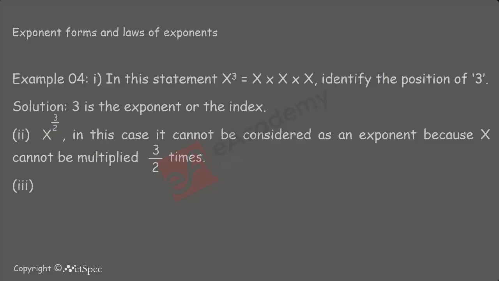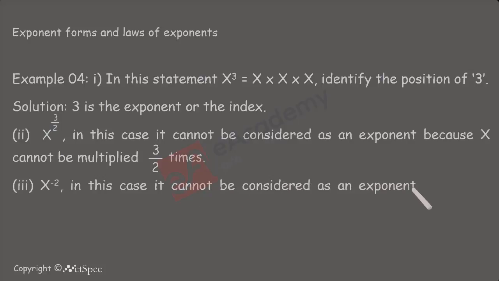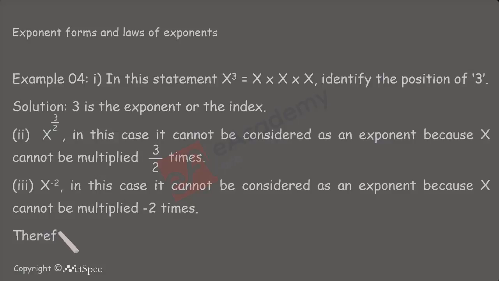Suppose you take x power minus 2, what does it mean? Can we call this number minus 2 an exponent? No, we cannot say minus 2 is an exponent. Why? Because if you imagine this is an exponent, then according to the definition, what does it mean? X is multiplied by itself minus 2 times, which is meaningless. Then all these types of numbers are called powers. Here 3 by 2 and minus 2 we call powers, whereas here 3 is called an exponent.